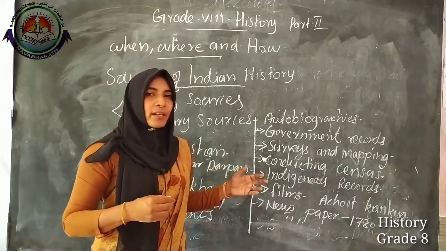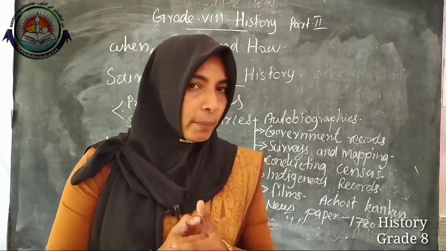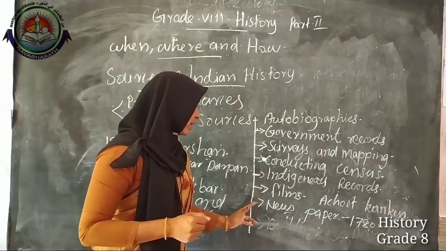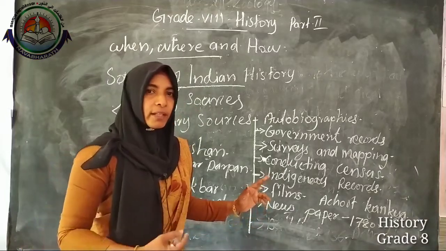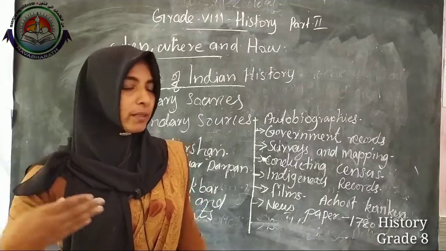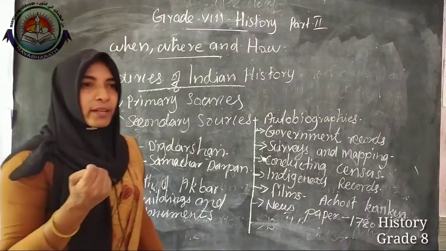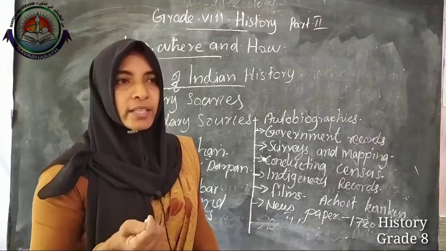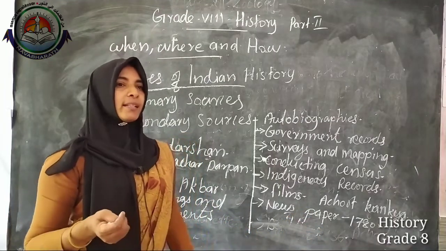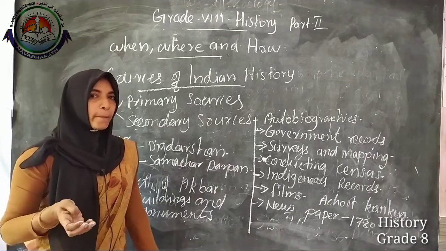The films help to convey the message especially among ordinary people. Conveying the message among ordinary people helps to mold patriotic feelings. Then newspaper. The first newspaper was edited in the English language during the 1780s, known as the Bengal Gazette. It was edited and published by whom?